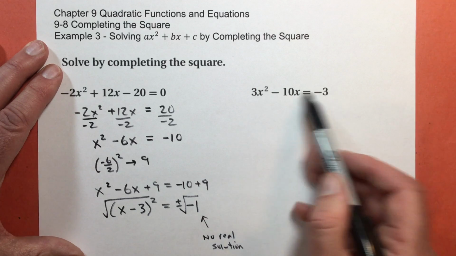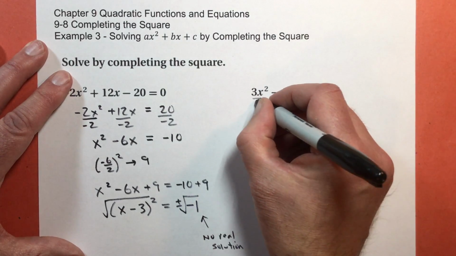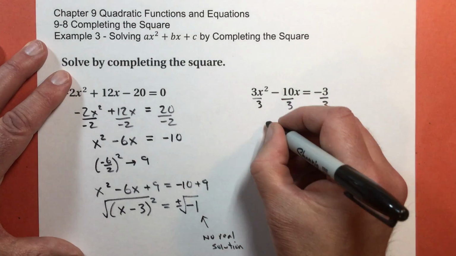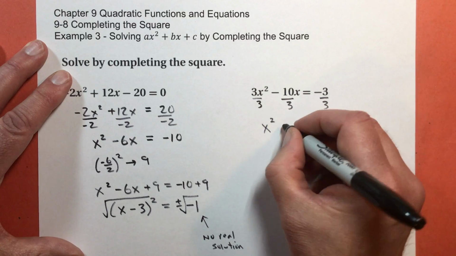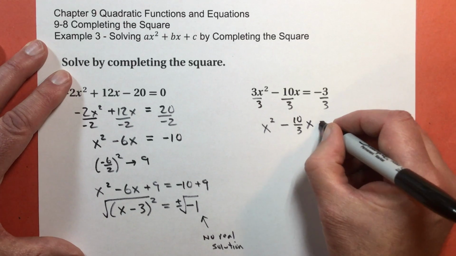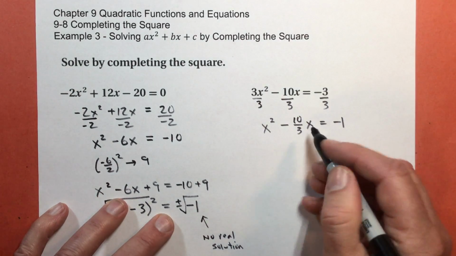All right, this one's already set up the way I want it. The negative 3 is on the correct side. I'm going to divide everything by 3. And I get x to the second power subtract 10 over 3x equals negative 1. Now don't panic about the 10 over 3.